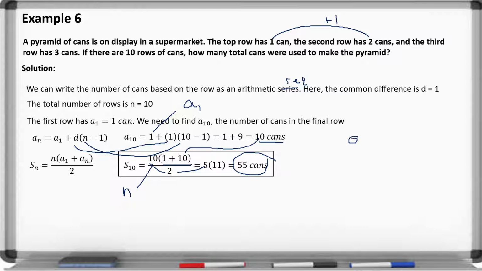So if you were to have, let's say this is your first can for the first row, then you have the second row, then the third row, dot, dot, dot. If you were to repeat this and add up all of the cans, you would get 55 cans.